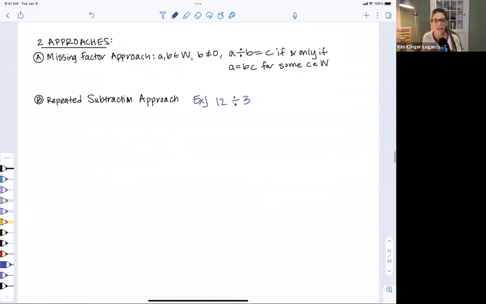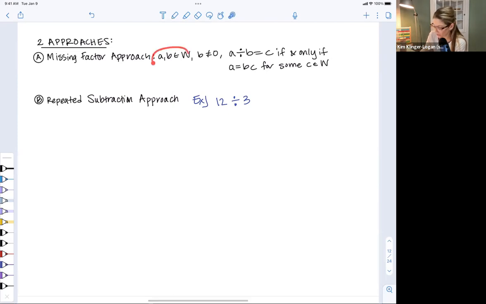There are also 2 main different approaches that we can use for teaching division. One approach is similar to the missing addend approach that we had for subtraction: we have a missing factor approach for division. In the missing addend approach, we said subtraction is related to addition, so we can define subtraction in terms of addition. It's the same thing here. Division is related to multiplication, so we are going to define division in terms of multiplication.